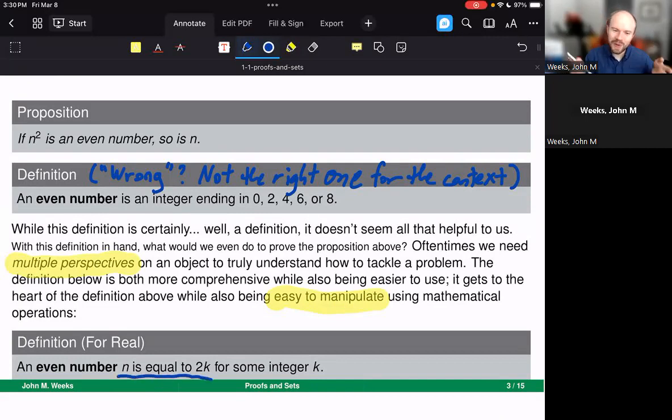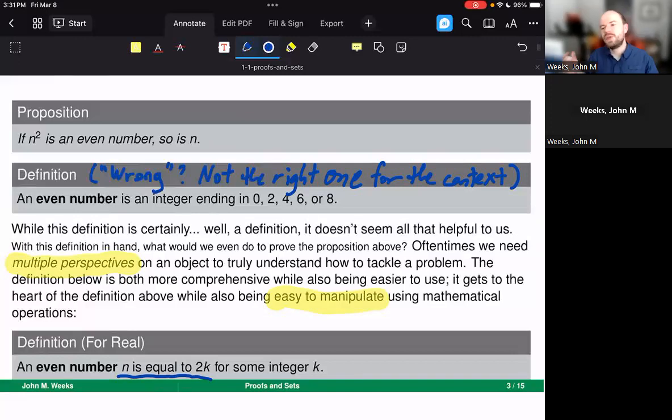This definition, for real, is: an even number n is equal to 2k for some integer k. Notice that this one, although maybe not as evocative as the definition that we gave incorrectly, the wrong one, this one is a correct definition. n is equal to 2k means that it has a factor of 2.